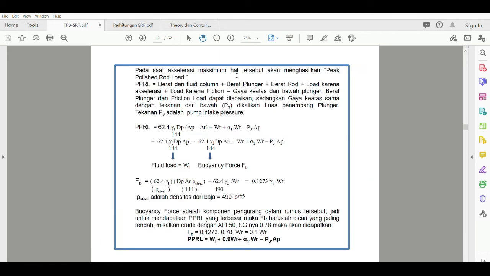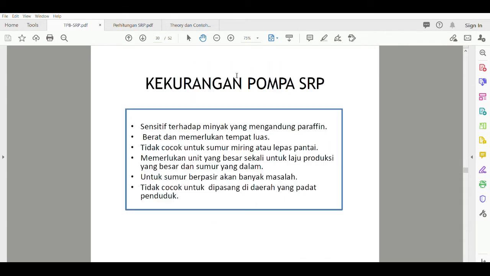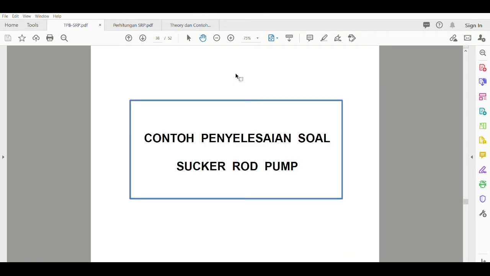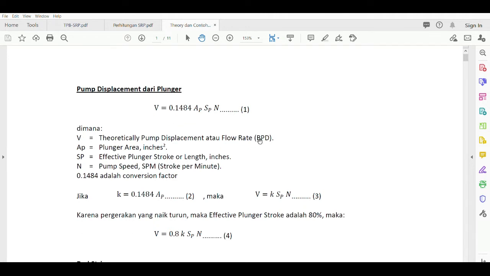Last time we reached how to calculate an example of the problem. So we reach up to here, and we will start with this one. But before we continue, let's go back to the more detailed calculation. So this is the rate that you can get from the sucker rod pump, which is barrel per day.